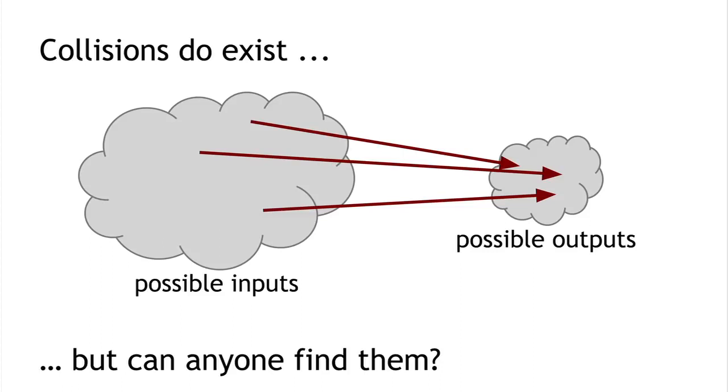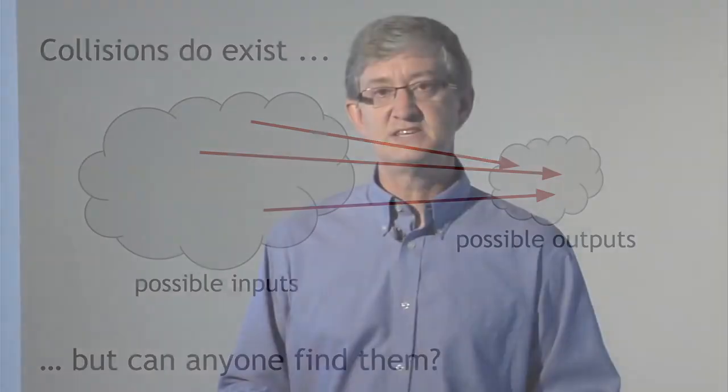In general, there will be a very large number of possible inputs that map to any particular output. So collisions do exist. I said before that nobody can find a collision, and that's the key question. We know collisions exist. The question is, are there any collisions that are findable by regular people using regular computers? Now, to make things even worse, I said that it has to be impossible to find a collision.